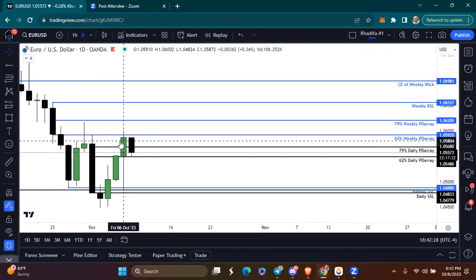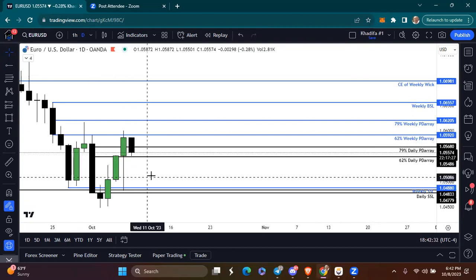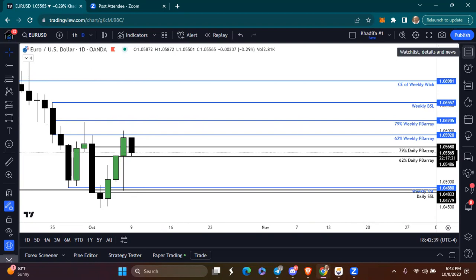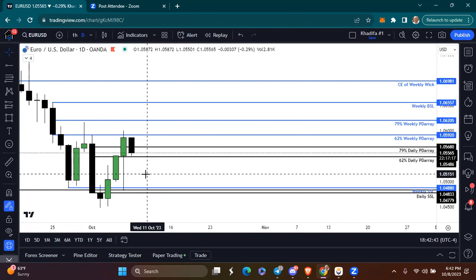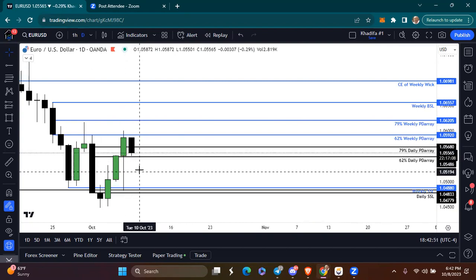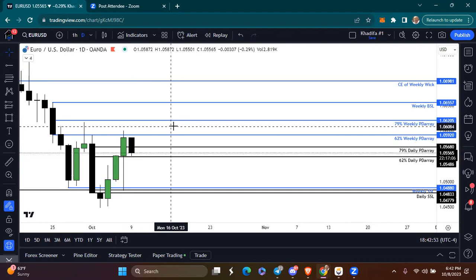I haven't put the daily PD arrays on Friday's price action for Euro USD yet. You guys will have to do that on your own time. I didn't get around to that this weekend, so make sure you do that. I would definitely throw the consequent encroachment of Friday's wick on there, because that's where I see price coming back down to before continuing to the upside, right?